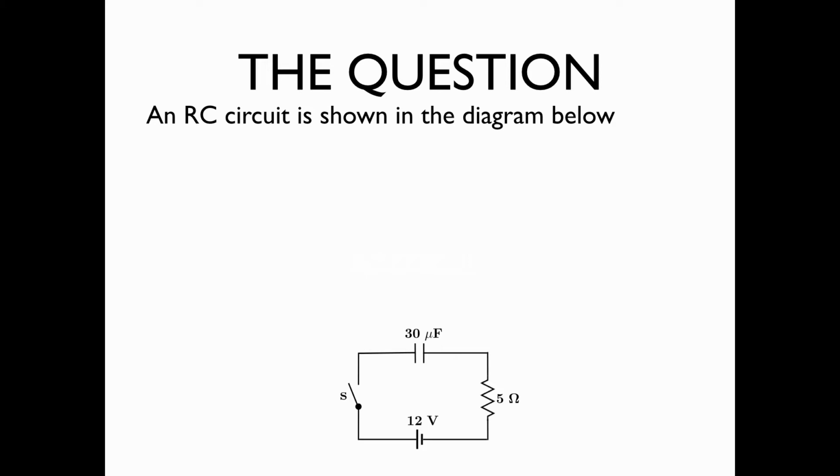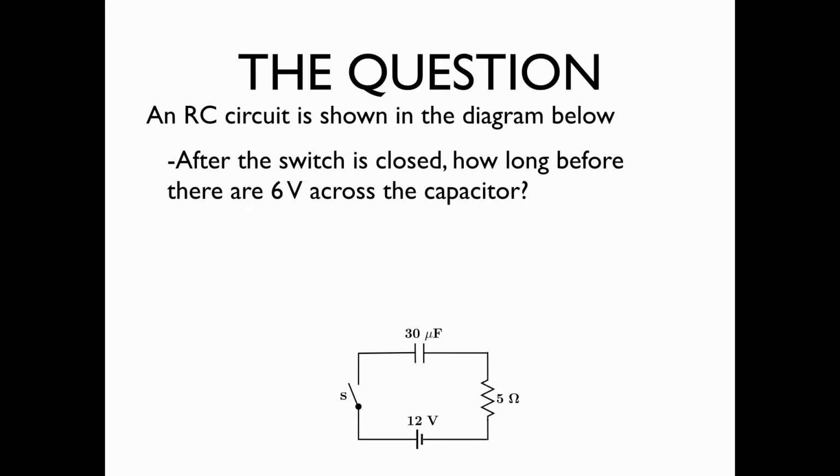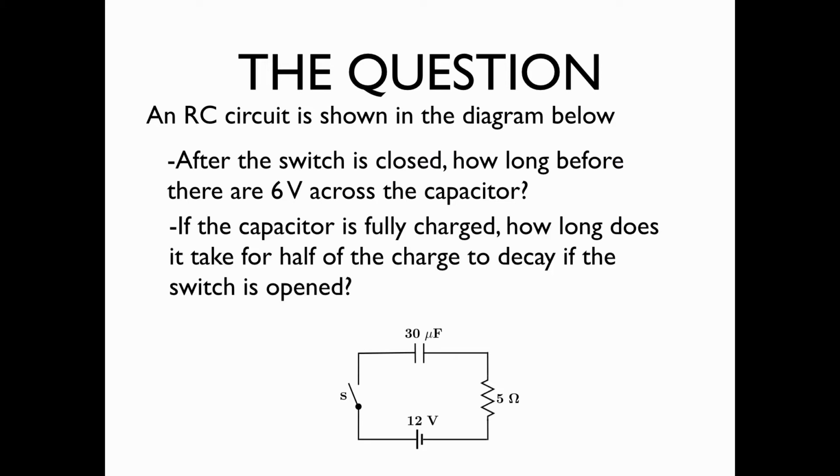Now if we assume that the circuit starts open without any charge on the capacitor, we'd like to know, if we close the switch, how long does it take until we have 6 volts across the capacitor? And if we wait until the capacitor is fully charged and then we open the switch, how long does it take for half of the charge to decay?